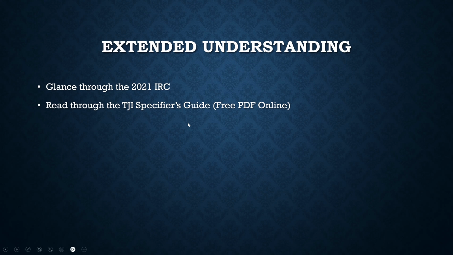And then, of course, you can read through the TJI specifiers guide. That's the PDF I was just showing you in the beginning with those wooden I-joists on it. That is a free PDF online. They make it available so anybody can learn about it and buy their product. So that's a great source to go to if you want to see more details, and read the information on, oh, when I'm putting this on here, I'm supposed to connect this to this, and you get to understand the real purpose behind the details and all that stuff. So that's the extended understanding.